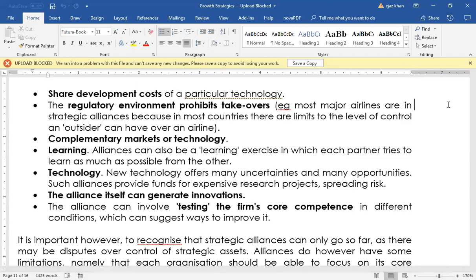I will give you another example of ACCA and the Institute of Management Accountants, IMA. They also have a strategic alliance with each other. I don't know about the recent development, but they used to share their expertise, and they used to work together to come up with new research. So they co-conduct research together. So it's a form of strategic alliance.